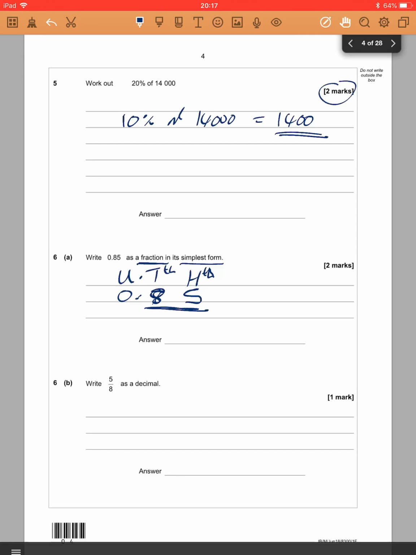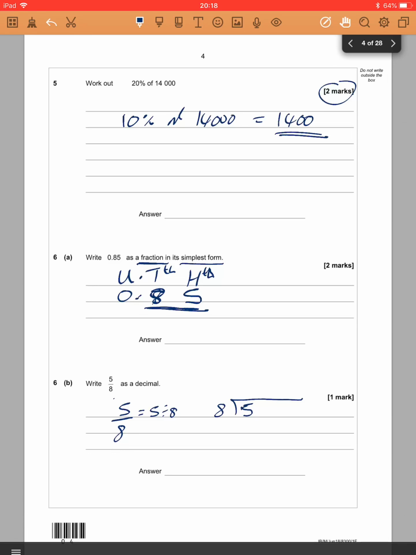Question 6b, write 5/8 as a decimal. Now when we're converting to decimals, it can be easy if we can change the denominator to either 10 or 100 or 1,000. And we can't here, because we can't multiply 8 by something easily and get an answer of 10 or 100 or 1,000, which means we have to go to the division method. The line in a fraction, we've got 5/8, the line simply means divide. So we've got to do 5 divided by 8. And we can do that using our standard bus stop method. So we've got 5 under the bus stop being divided by 8.